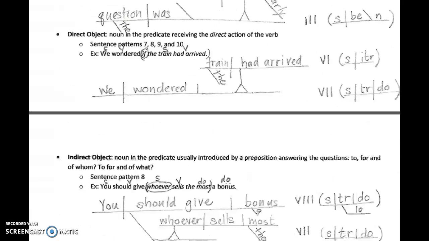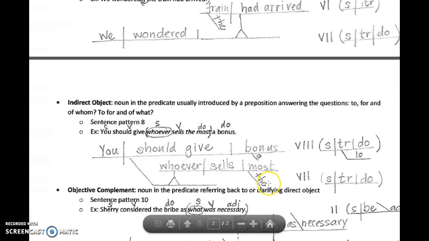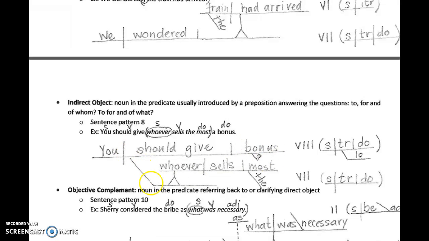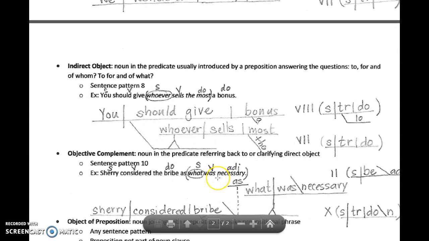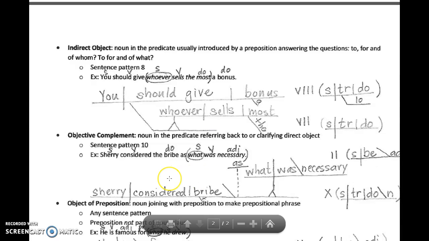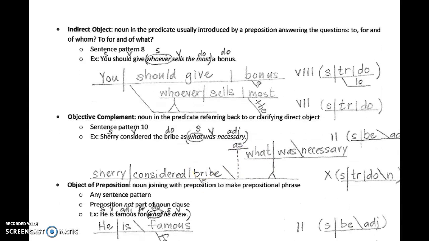So that's the direct object. It can be an indirect object. You should give a bonus 2. Again, there's that implied 2 that would go on the slant for the preposition, whoever sells the most. So that's functioning as the indirect object. It can be an objective complement, which again is at the end of the sentence, and it's only in sentence pattern 10, and it's referring back to clarifying the direct object, the bribe.